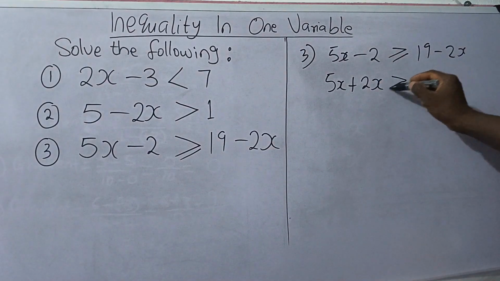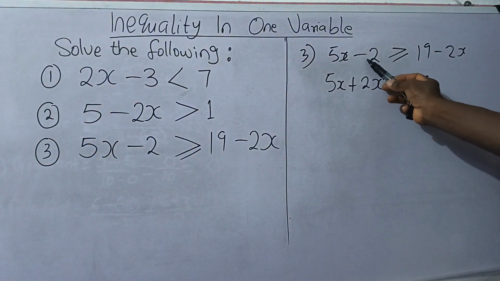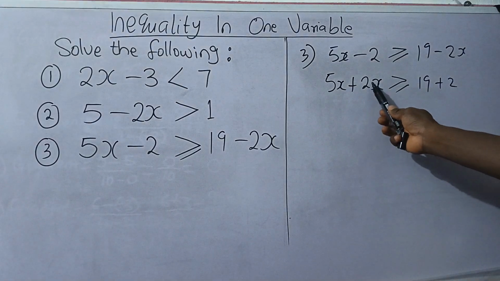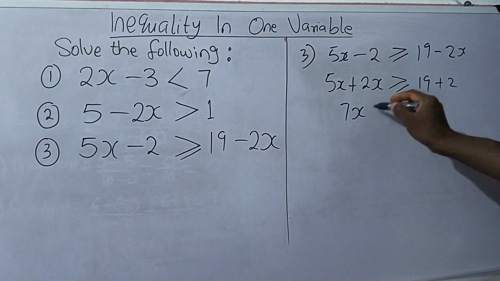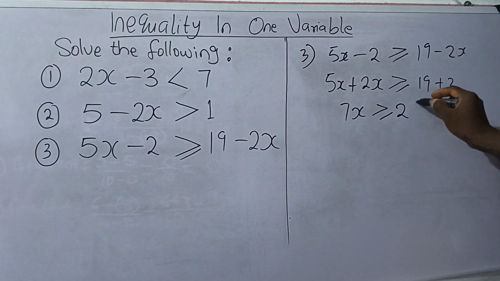All right, so that becomes greater than or equal to, here we have 19 already. Then at the other side, we have a negative 2, coming over here becomes positive 2. So 5x plus 2x will give us 7x, greater than or equal to 19 plus 2, which gives us 21.